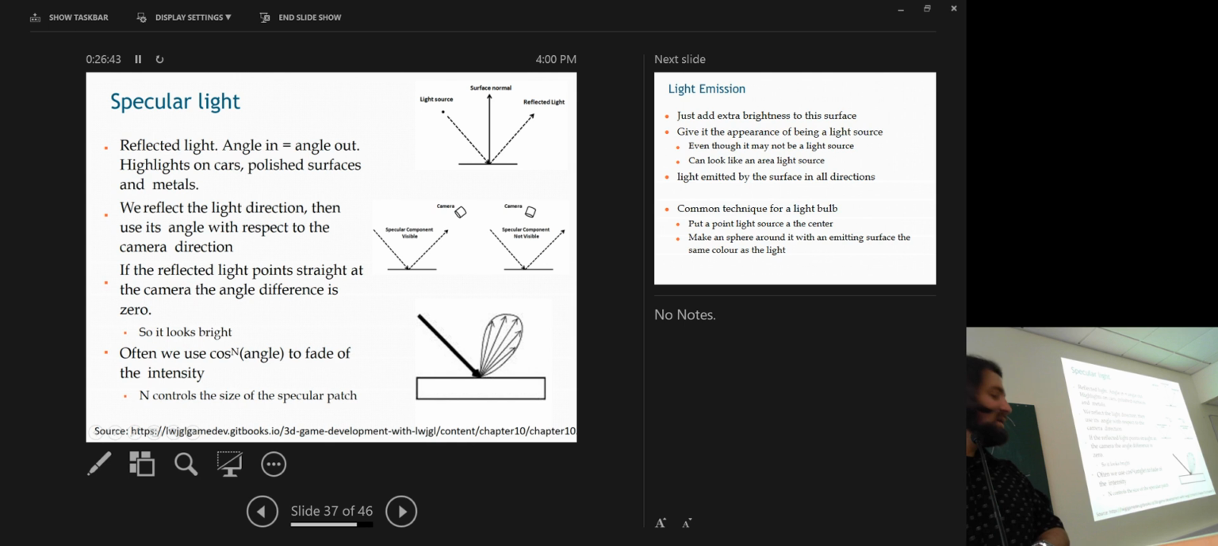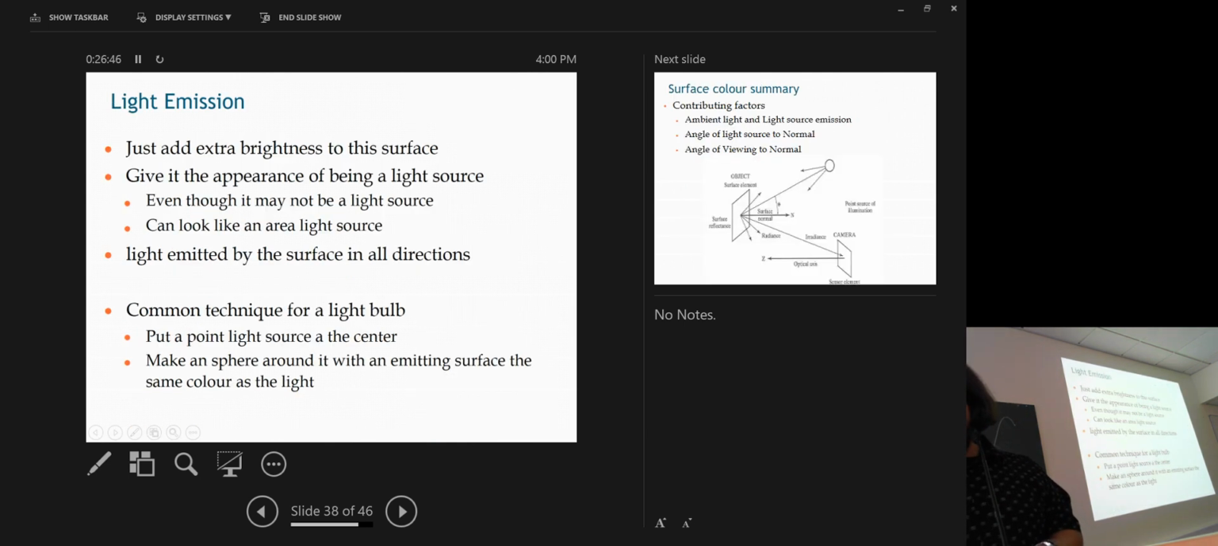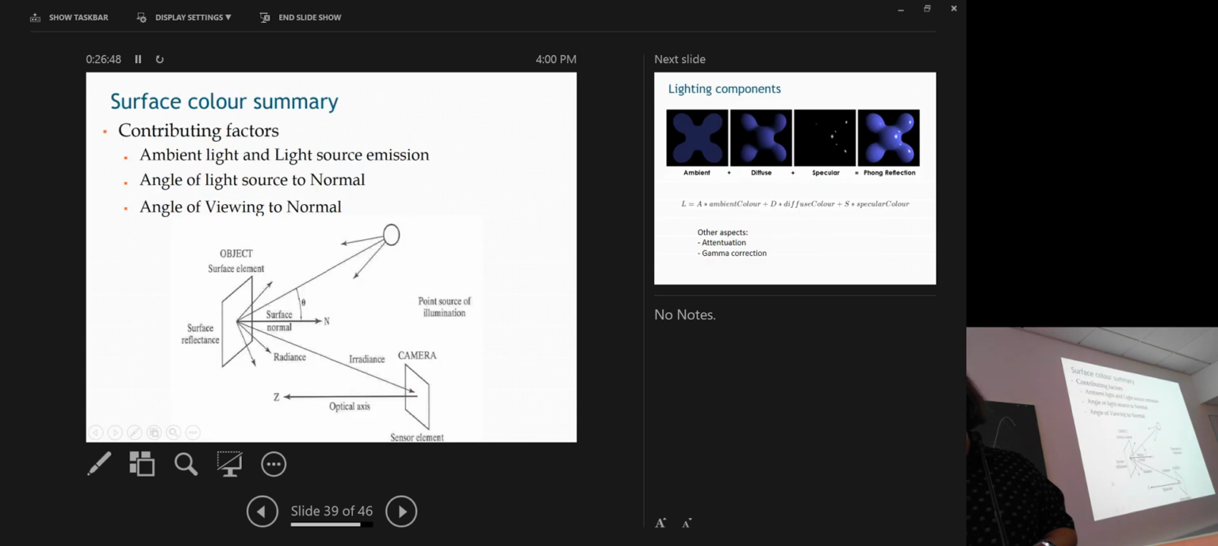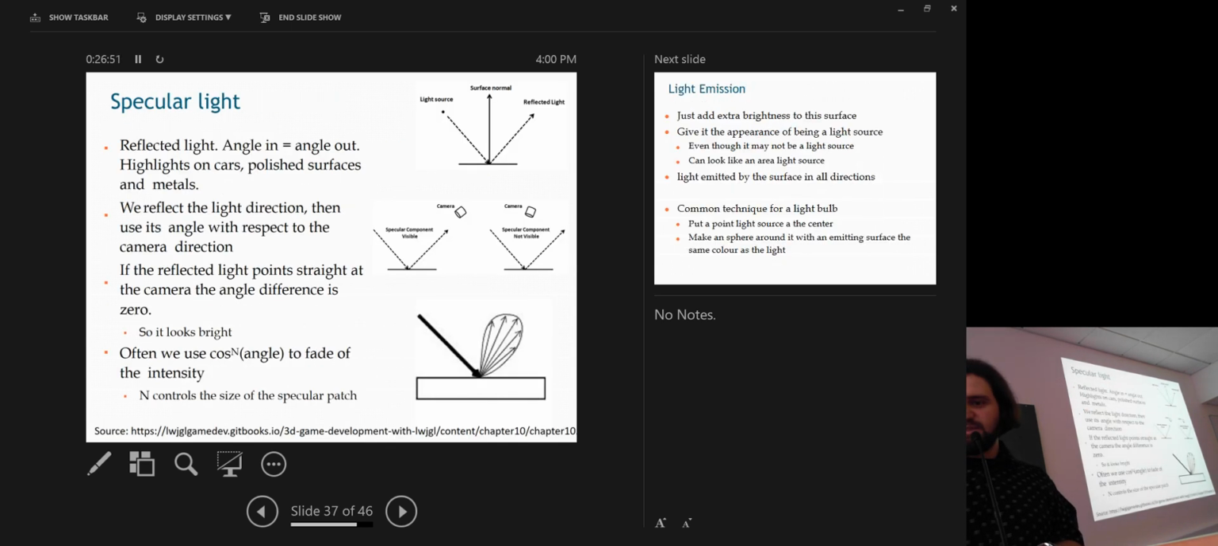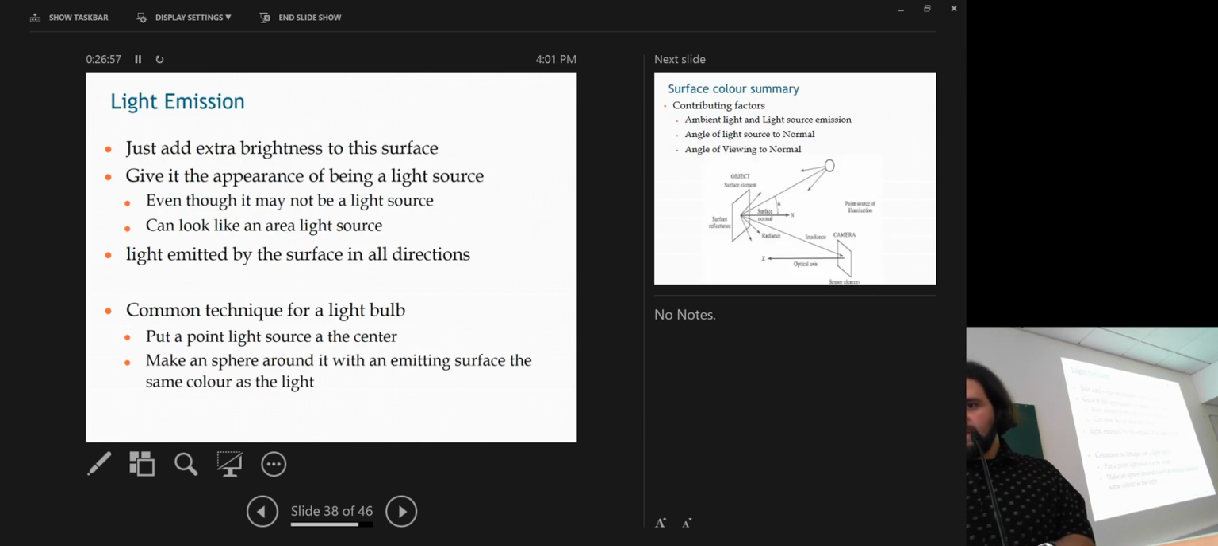That's more or less it for this part. I will summarize stuff in 3 slides, and then we can continue on the next lecture. Like light, I also have mentioned this one. So the emission parameter is used to model the light emitters, and one of the techniques is to put a point light source, make a sphere around it that has the emitting parameter and the same color as the light, and it appears as a bulb in the scene.